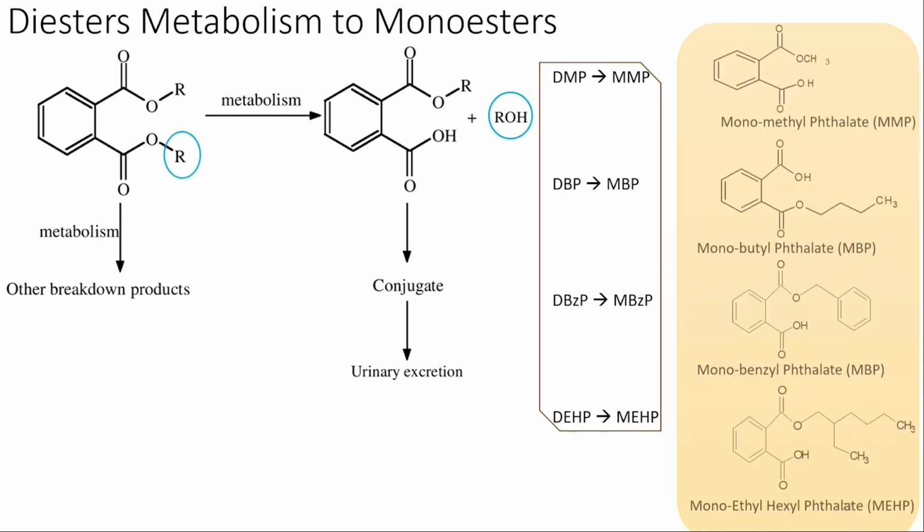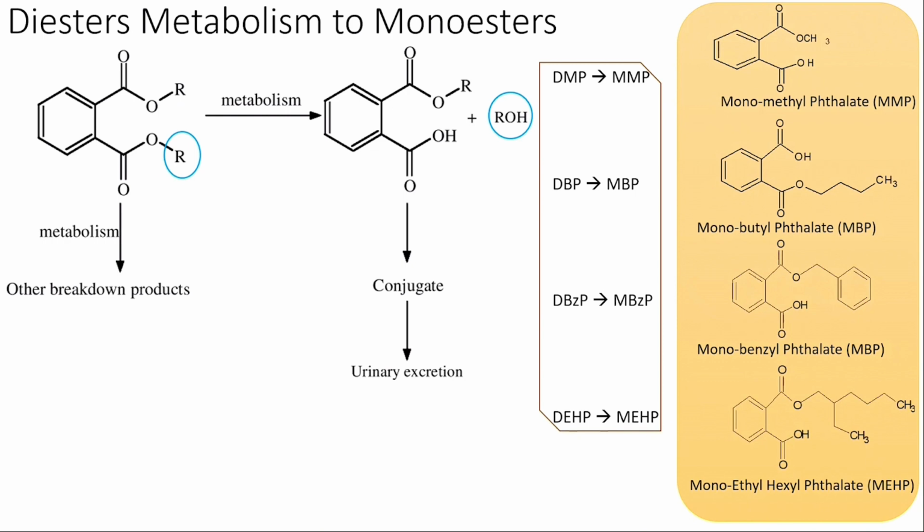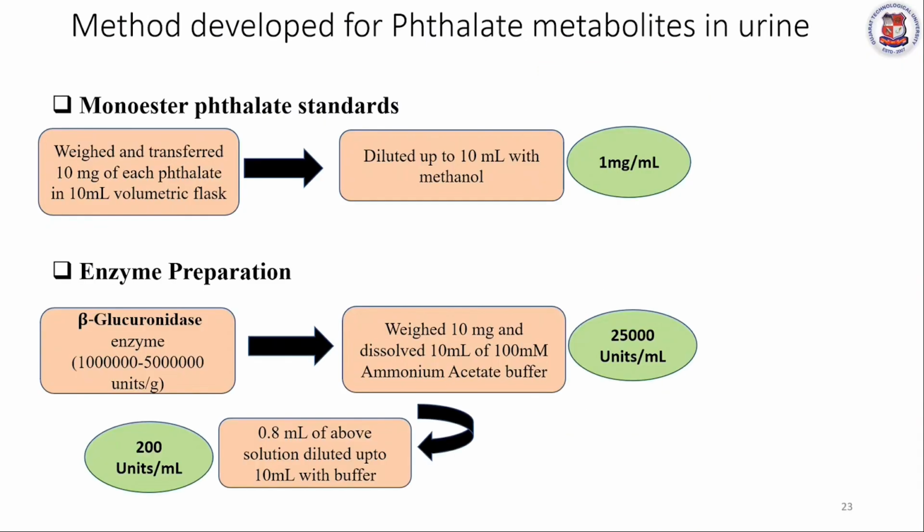DMP was converted into monomethyl phthalate, dibutyl into monobutyl, dibenzyl into monobenzyl, and DEHP into monoethylhexyl phthalate. So in the second part we selected these four metabolites. We prepared the samples at 1 milligram per ml, and an enzyme was also used for deconjugation.